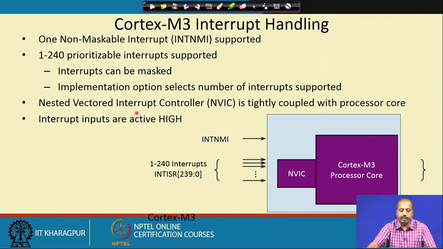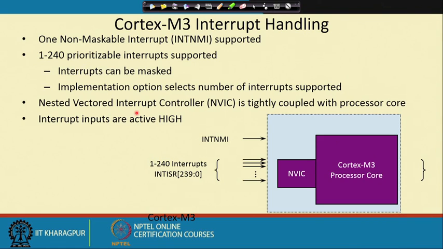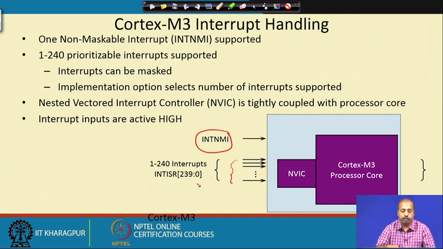For interrupt handling, it has incorporated one special thing: we have got one non-maskable interrupt, this NMI. So, this is one non-maskable interrupt that is supported, and then we have got 240 prioritizable interrupts. So, 1 to 240 prioritizable interrupts are supported, and these interrupts can be masked.